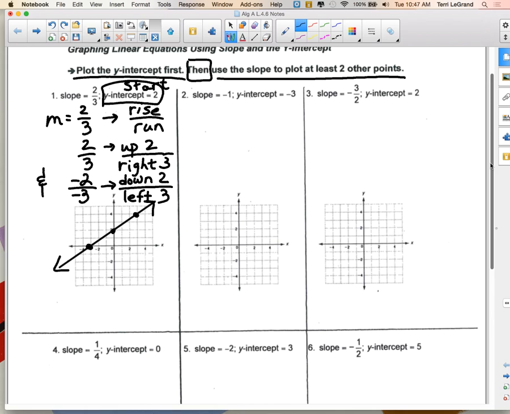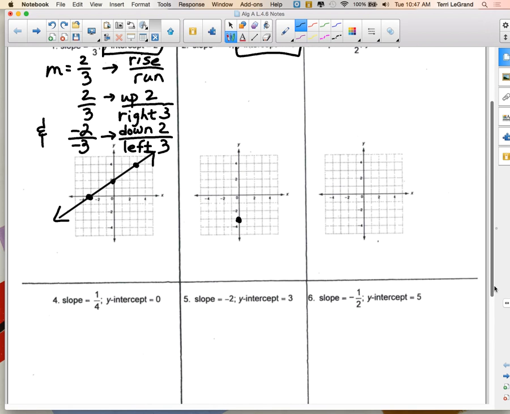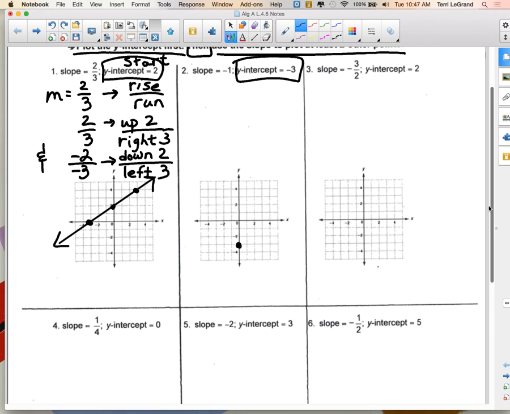Okay, remember, where do we start? Y-intercept. So moving on to number 2, we're going to start at -3. So we're going to go to -3 on the y-axis and plot ourselves a point. And then we're going to say, oh, the slope is -1. Well, that's not a rise over a run, is it? So what can I do to make that into a rise over a run? Can put it over 1.